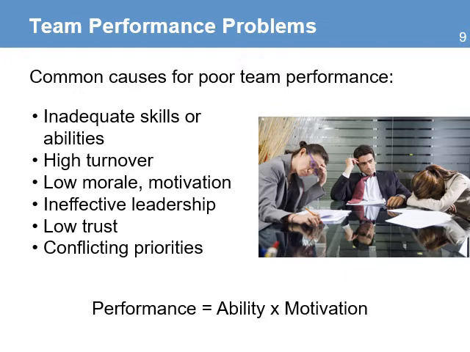Ineffective leadership from the project manager or senior managers. Low trust, caused by poor communications or poor leadership. Conflicting priorities, which are caused by conflicting messages on how to do the work. These are some of the areas that a project manager can use to analyze the causes for poor performance.